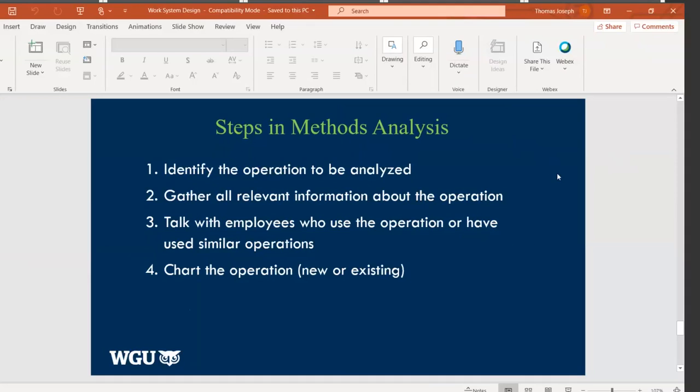A third thing to do is talk with employees who use the operation or who have used similar operations, right? That's critical because the input that you receive, you can utilize to see what needs to be changed, what's working, and what's not working. The fourth step is chart the operation, whether it's a new operation or an existing operation. Chart it, put it down in a chart. Write it. What do we do? 1, 2, 3, 4, 5. Write down each of the steps that's currently happening, so you can have a very good picture of how things are done in the organization.